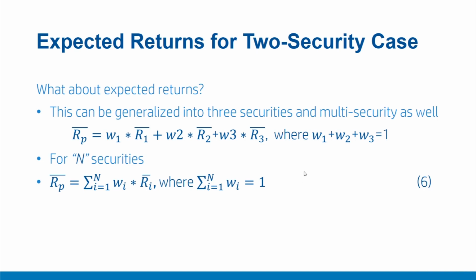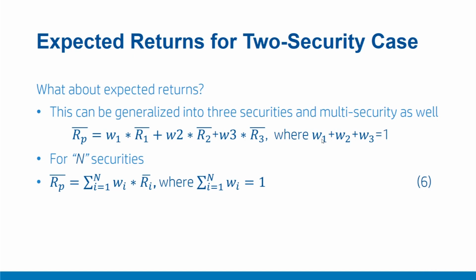Let us consider a simple 3 security case where the entire amount or entire wealth is invested in 3 securities R1, R2, R3. The proportionate amounts are W1, W2 and W3 and therefore the summation of W1, W2, W3 should be 1 because this is the total amount of wealth. And W1 amount is invested in security 1, W2 amount is invested in security 2 and W3 is invested in security 3. Therefore, when we generalize our previous result, Rp bar equals W1 times R1 bar plus W2 times R2 bar plus W3 times R3 bar.